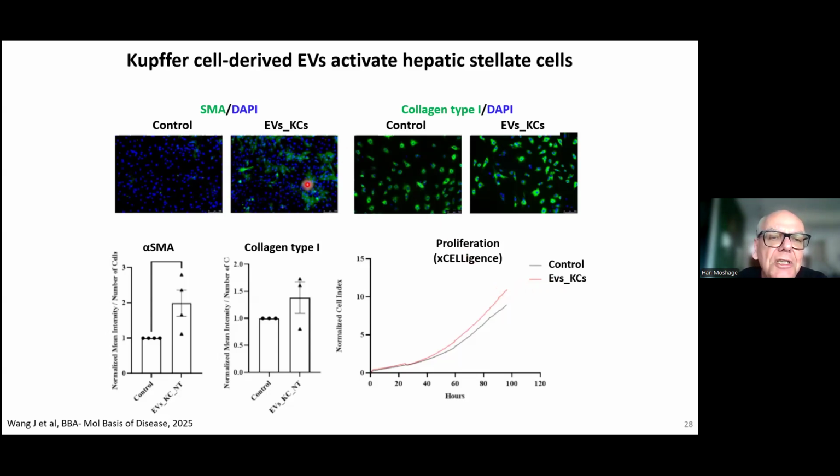Here you can also see that in immunofluorescence. Green is alpha smooth muscle actin inside the cells, and here the green is the extracellular matrix component collagen inside the cells. And you can clearly see that there is more green here than here, and also that the green is more intense here than here.